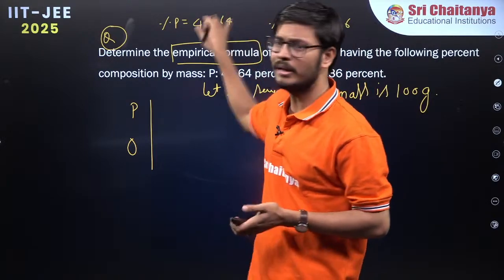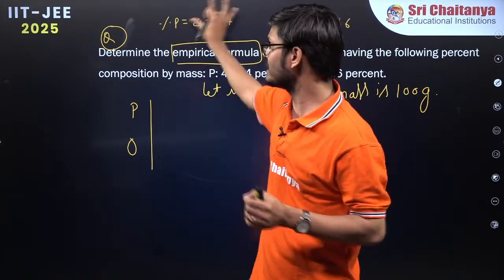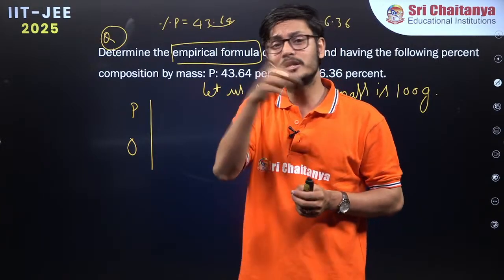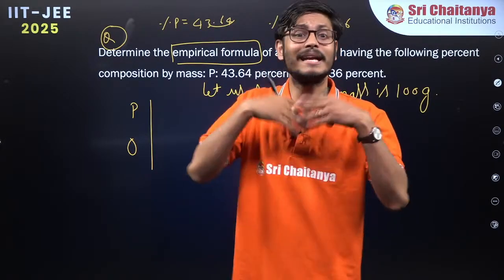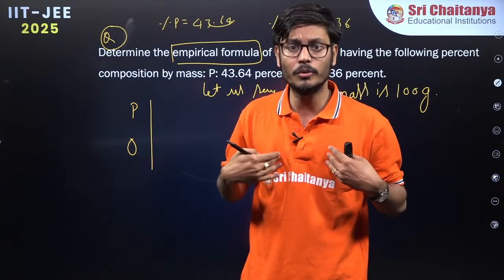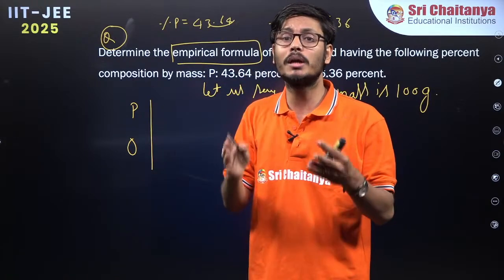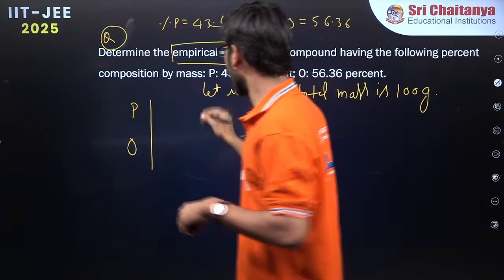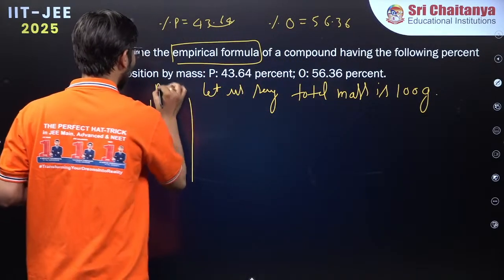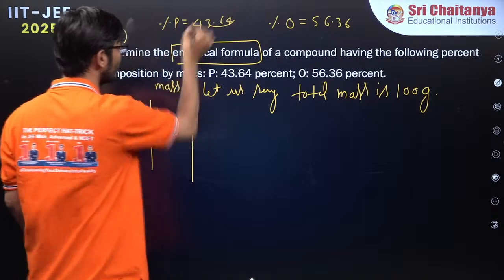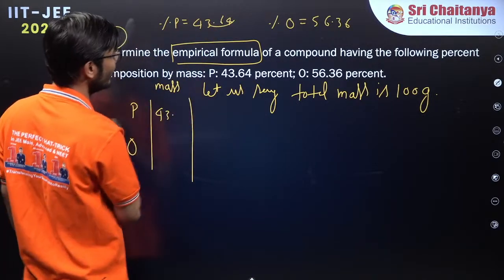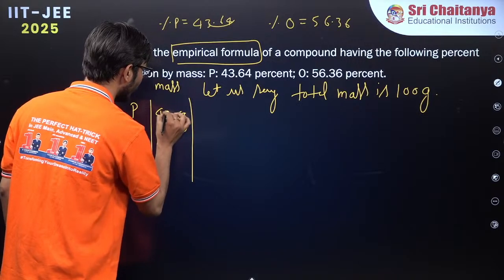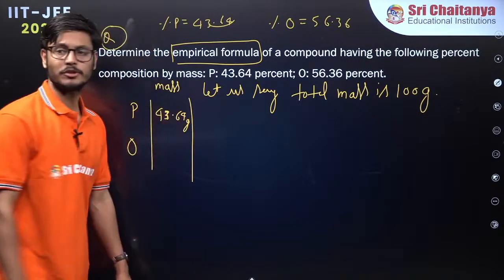Percentage by mass is given. This is percentage by mass, so it is related with mass, isn't it? Because it is related by mass, I will assume total mass to be 100 gram. You can take any other mass, but to make the calculation simple, I am assuming total mass to be 100 gram. If total mass is 100 gram, what will be the mass of phosphorus? The mass of phosphorus will be 43.64 grams.